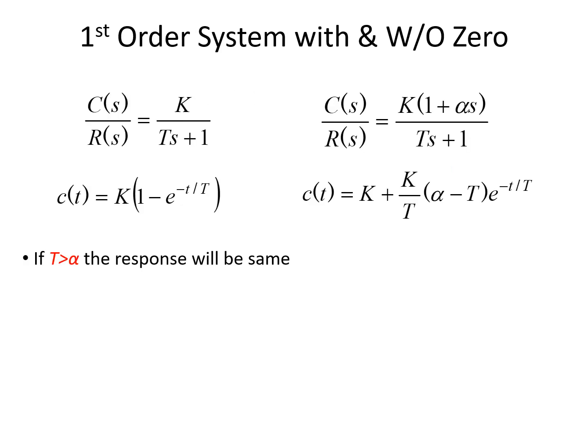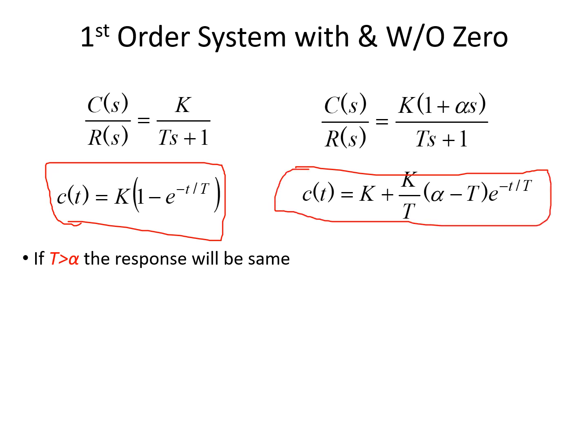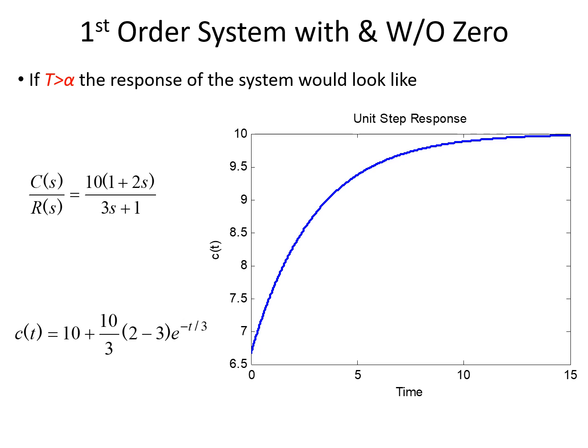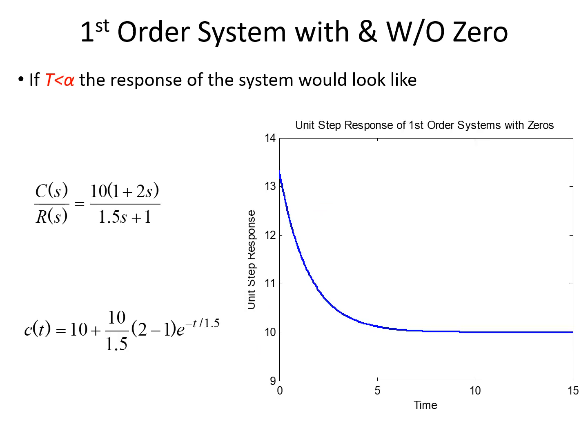So the first one is nothing but the response without zero, that is with only one pole, and this is the response with zero. So if T is greater than alpha, the response will be the same almost. Now this is the response what we have got for the first order system with zero, unit step response by taking K and T values. So this is with T less than alpha. This is a decaying response what we have got for the system with zero.